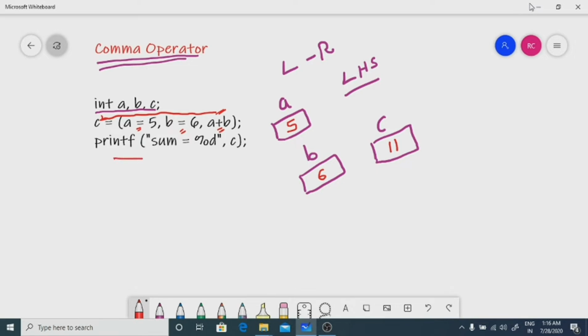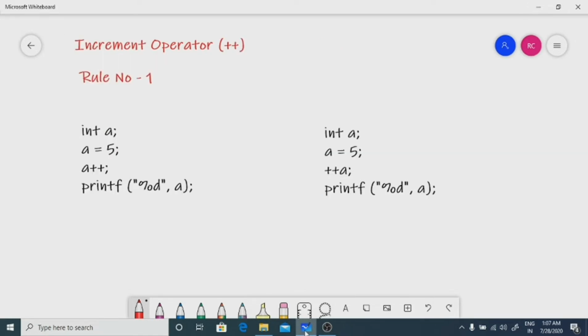So printf sum equal to percentage d, C. How will you get the output? Sum equal to the value of C, which is 11. So sum equal to 11. That is the output. It is the responsibility of the programmer to give the rightmost expression in such a way that it will give the answer.